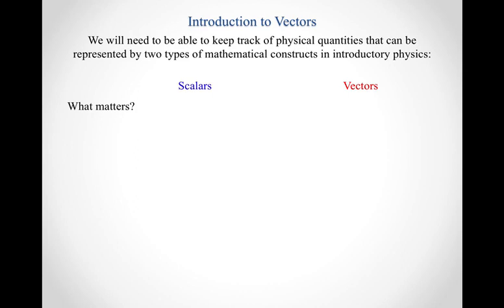Well, for a scalar, the only thing that matters is its magnitude. Effectively, a scalar is just a number. We'll run into scalars that can be positive, scalars that can be negative, but the only thing that matters for a scalar is just its magnitude. Vectors, on the other hand, we care about both the magnitude and direction of a vector. So a vector will have some length, plus it will also point in a particular direction.